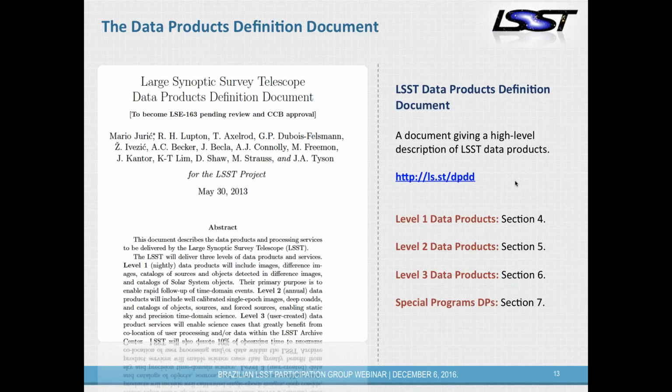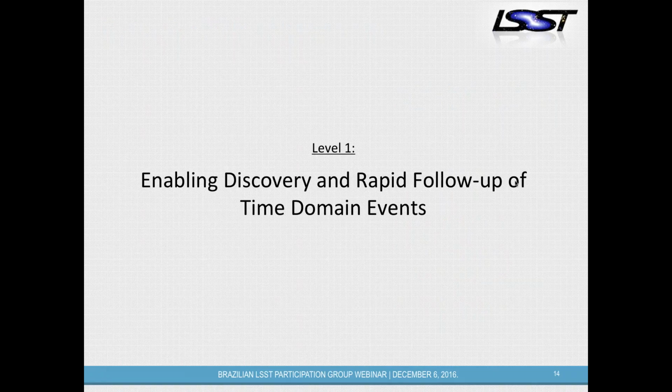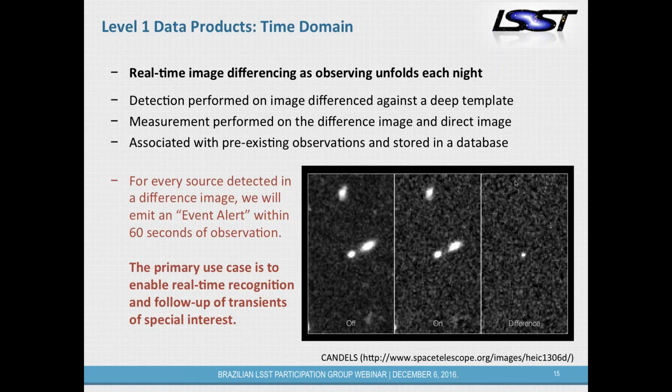Now, I'll go and take one step further in describing what's going to be delivered. And I'll start with level 1. So as I mentioned in that introductory slide, level 1 is all about enabling discovery and rapid follow-up of time-domain events. And the way we're going to do this is we're going to do real-time image differencing as observing unfolds each night. So for every image, we will difference it against a deep template that's been built out of imaging collected over the past year or so.